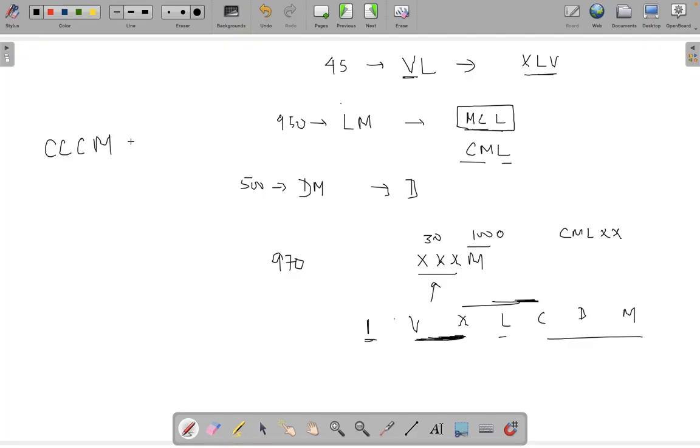Is this equal to 700? No, sir. Why is this incorrect? I mean, what is the value? First of all, tell me the value of 700. Sir, CCC is 300 and M is 500. Oh, sorry, 1000.